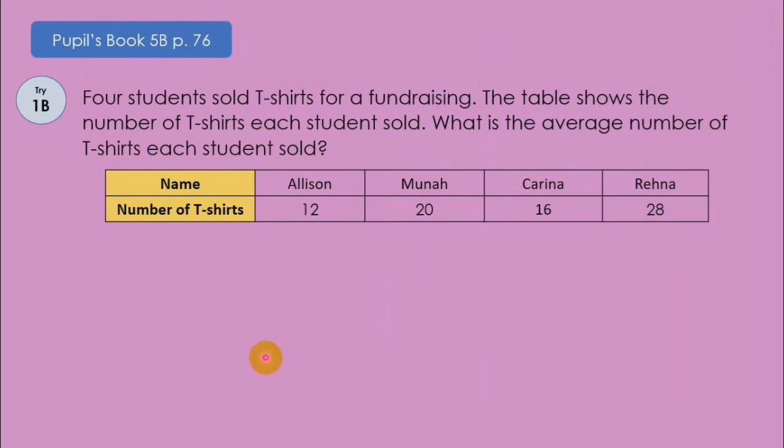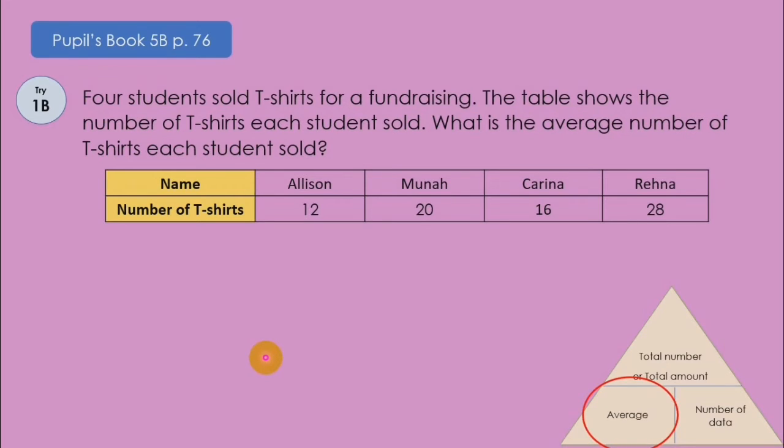Now, let's move to page 76, try 1B. 4 students sold t-shirts for a fundraising. The table shows the number of t-shirts each student sold. What is the average number of t-shirts each student sold? How can we find the average of number of t-shirts each student sold? We should divide the total number of t-shirts sold by the number of the students.